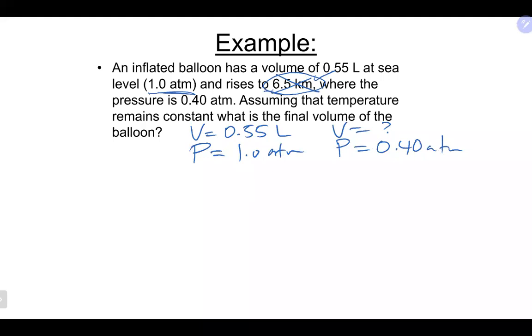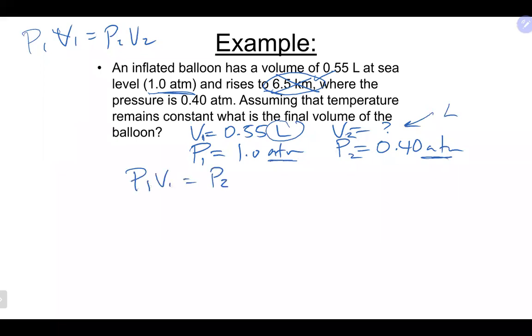So in this case, we only have one law to choose from, which is Boyle's law. And that again is P1V1 equals P2V2. You could just call the first ones ones and the second ones twos. It doesn't really matter as long as you keep the numbers together that go together. In terms of units, we're okay with the pressure, since they're both in atmospheres. The volume is in liters, which means when we solve for volume, it will also be in liters.